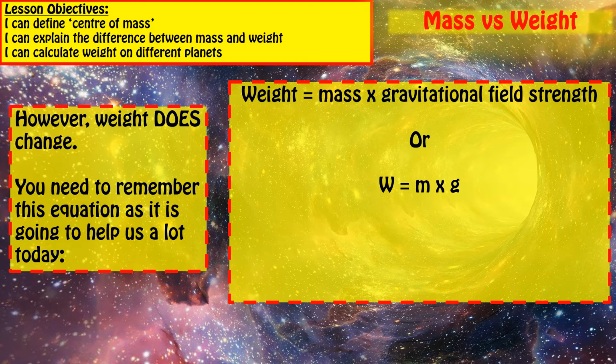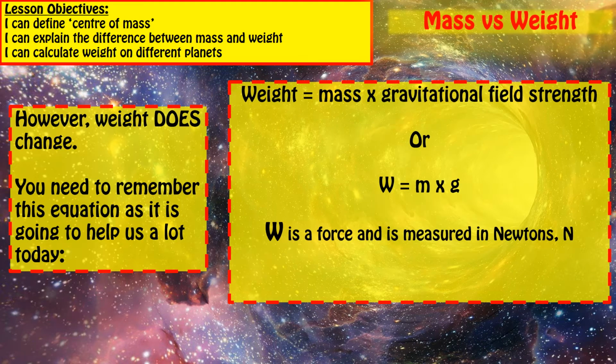And this time the letters are nice and easy. Weight begins with W, mass begins with M, and gravitational field strength, the very first letter there is G. So W equals M times G. And physicists like me are quite lazy, and we're not going to write weight equals mass times gravitational field strength. It makes life so much easier if we use the letters, so W equals M times G. Use the correct letters in the equation.